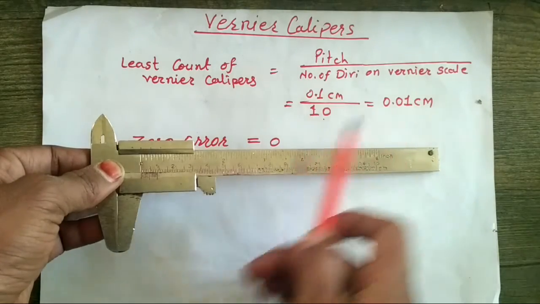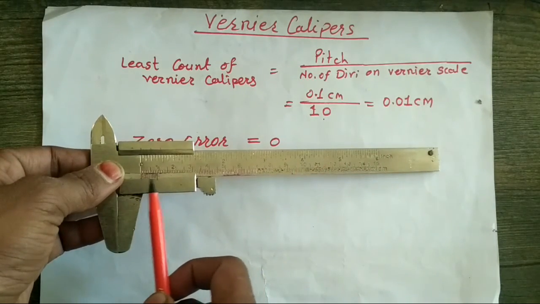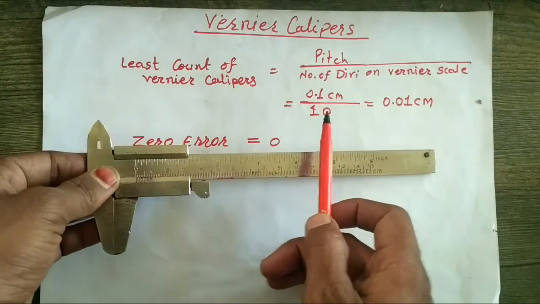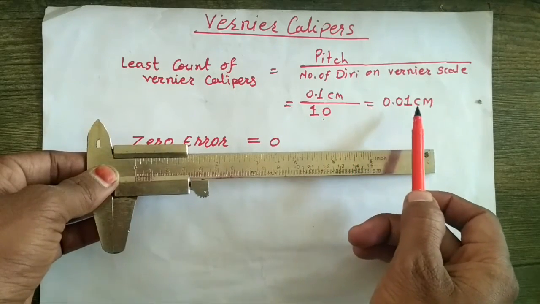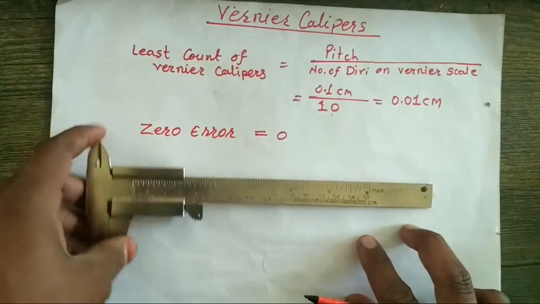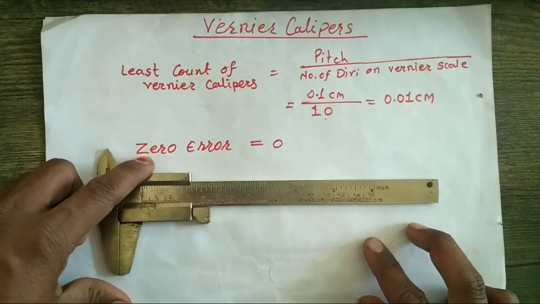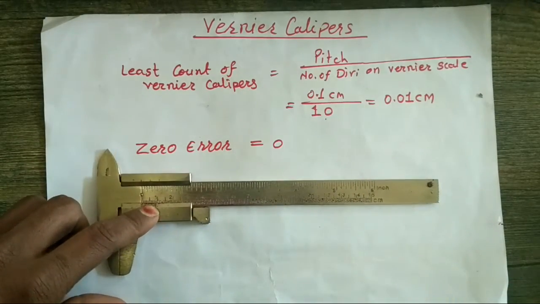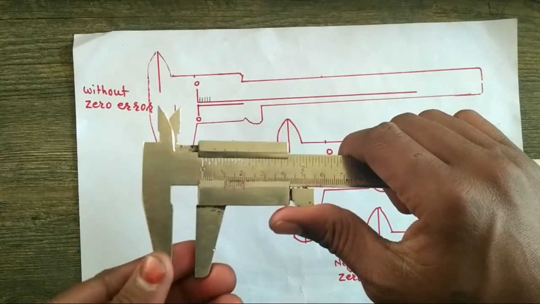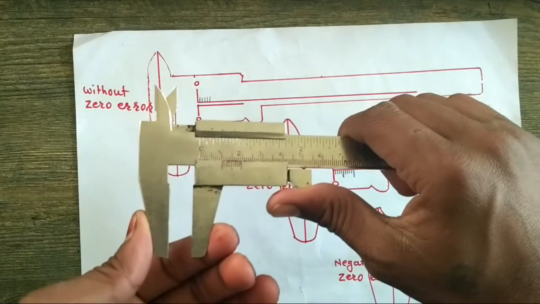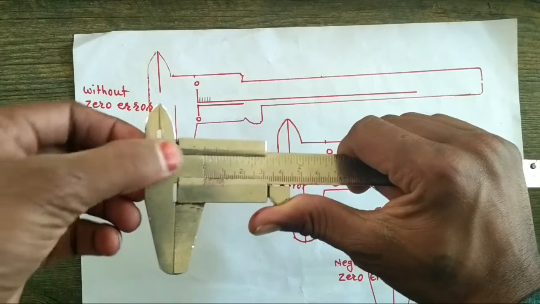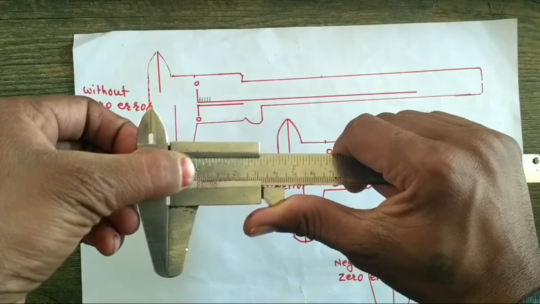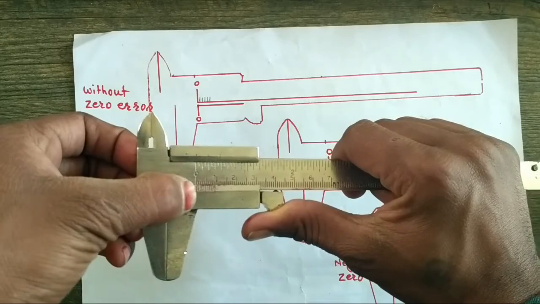Number of divisions on vernier scale means there are a total of 10 divisions. So dividing 0.1 by 10, you get 0.01 centimeter. The second most important thing is to find the zero error of this instrument. Observe your instrument. Just close the jaws of the instrument, and you can see this is the main scale's 0 and this is the vernier scale's 0.